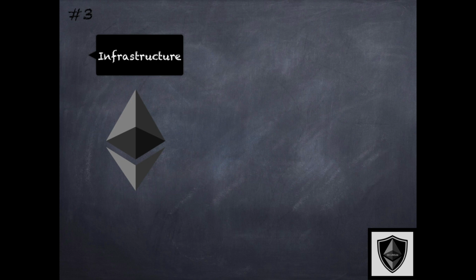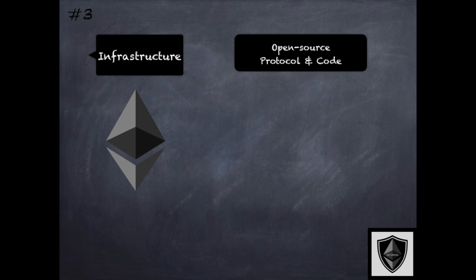The next topic that I want to touch upon is infrastructure, right? So what is the infrastructure that underlies Ethereum? At a high level, Ethereum is an open source, globally decentralized computing infrastructure, right, that executes smart contracts.